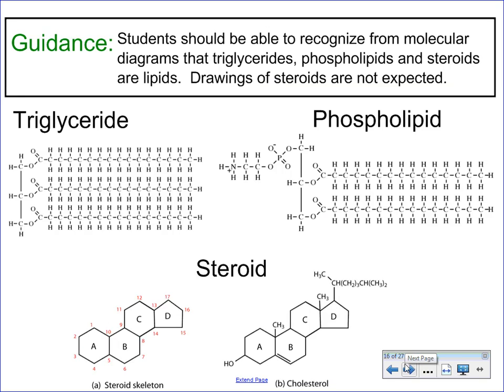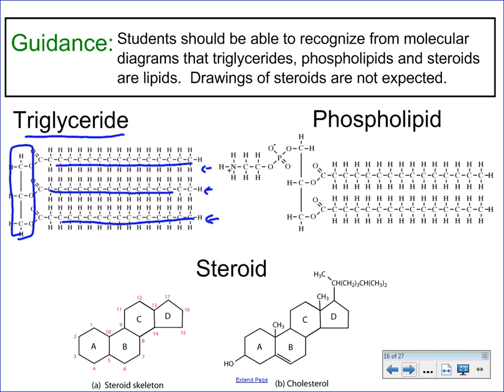Now, you should also be able to recognize from molecular diagrams that other types of molecules are classified as lipids. Drawings of these are not expected, but you should be able to categorize them as lipids. These molecules include triglycerides, which are basically three fatty acid molecules attached to a glycerol molecule. You can recognize the triglyceride by the long chains of carbons, and there are three of them.